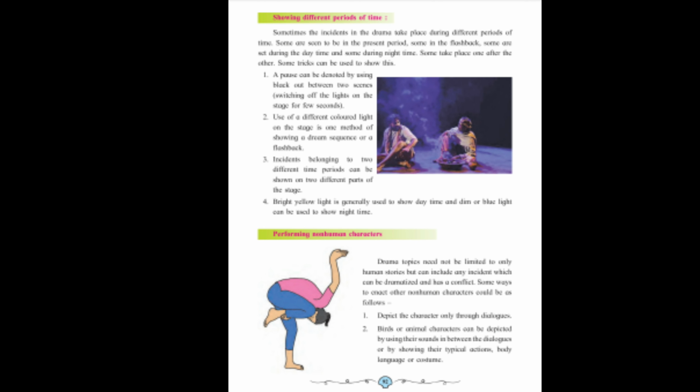Now, performing non-human characters. Drama topics need not be limited to only human stories, but can include any incident which can be dramatized and has conflict. Some examples to enhance some non-human characters are given here. So you can read all these points. What the non-human characters are, how the drama is created, how the stage show is done, and in what way the stage play is created, what all things are required in that, all this is given on page number 93. If you read that, you can understand in what way it is done.